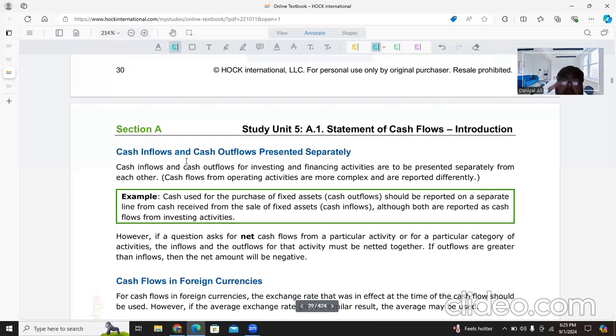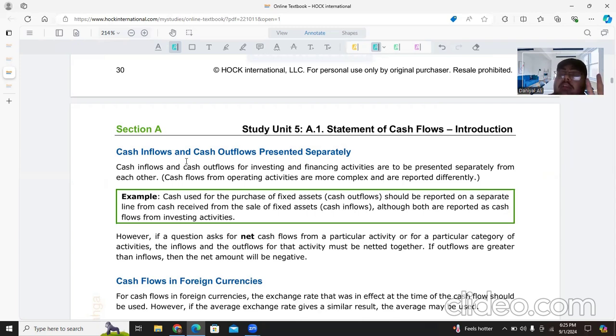Cash inflows and outflows are presented separately. Present each line item separately, whether you invest, purchase, sell, or get disposal proceeds; you show it separately. Cash flows from operating activity are much more complex and should be reported differently.